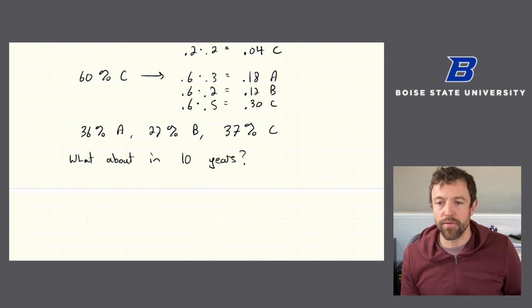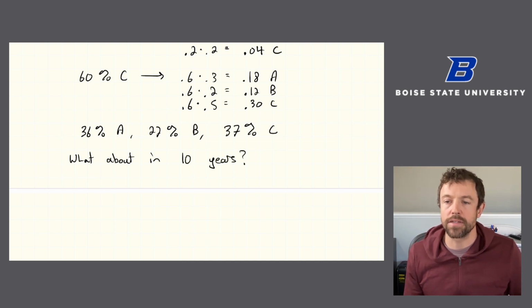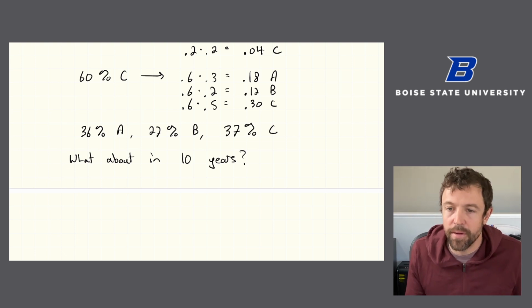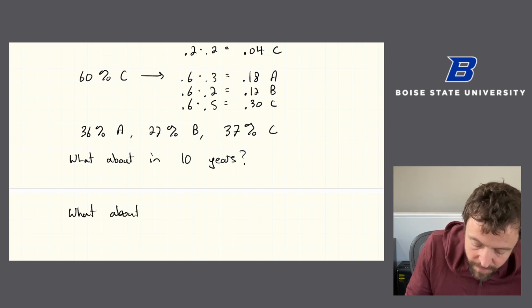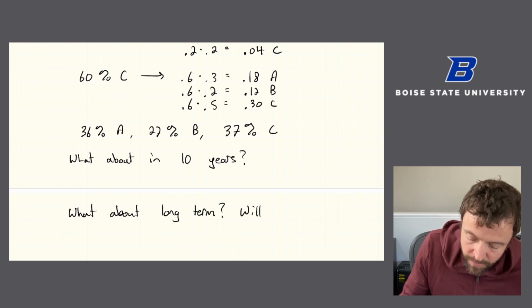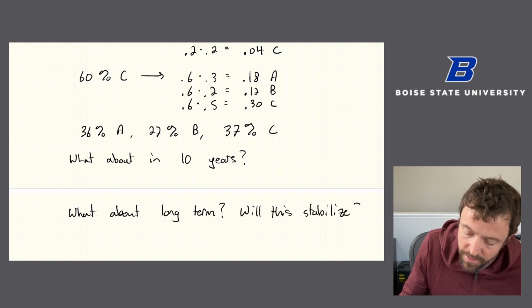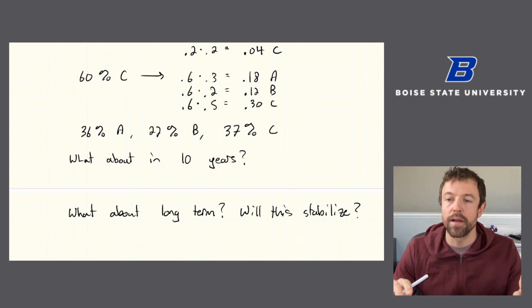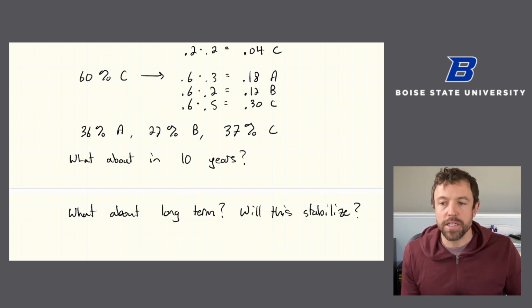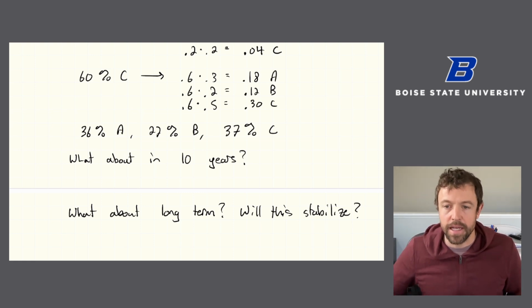I could do this by brute force. I could do this 9 more times, but I don't want to, right? And then you might go even further. You might have a really long-term view. You might say, what about long-term? Will this eventually stabilize? That is, you'd still have people switching around, but maybe you hit some sort of stable point where even though people are switching, you start with the same percentage that you end with, right? It just kind of all evens out in the end. And these are, I think, natural questions to ask.